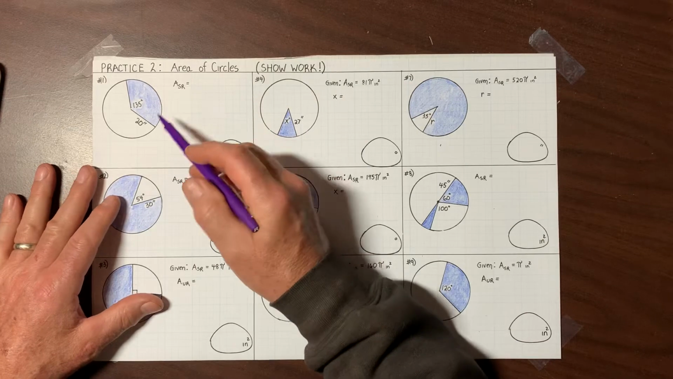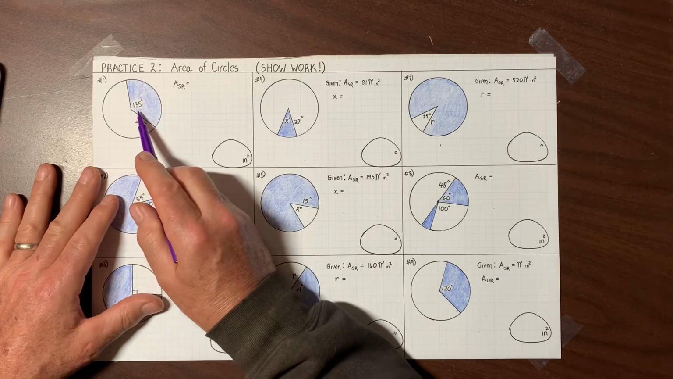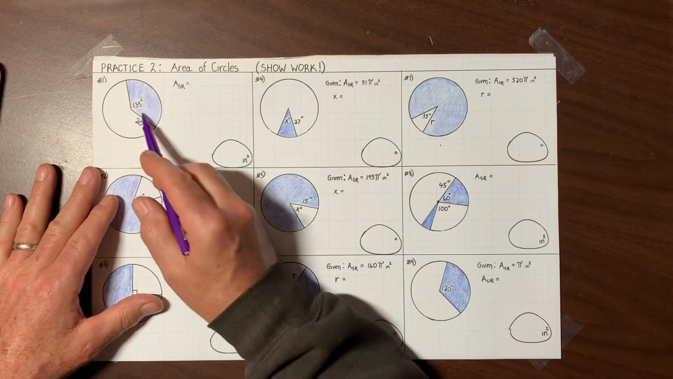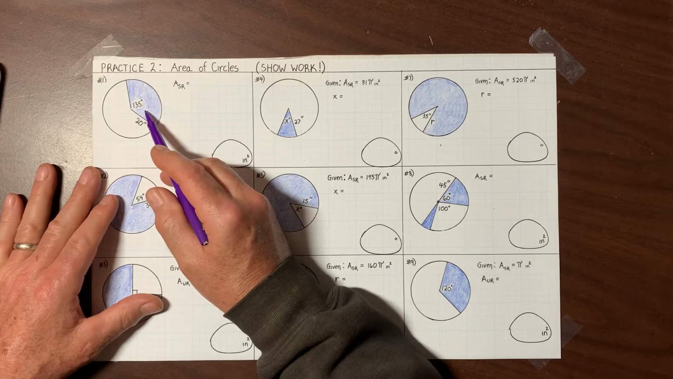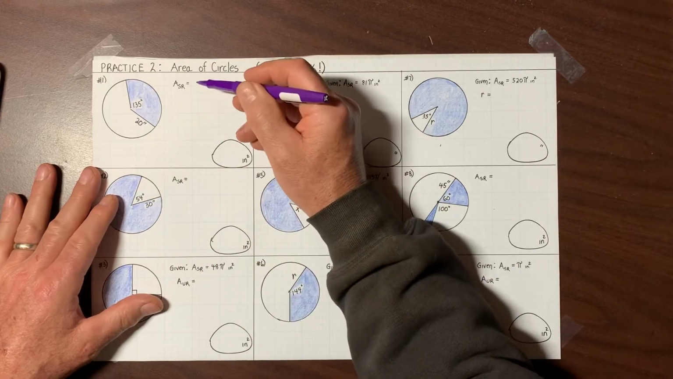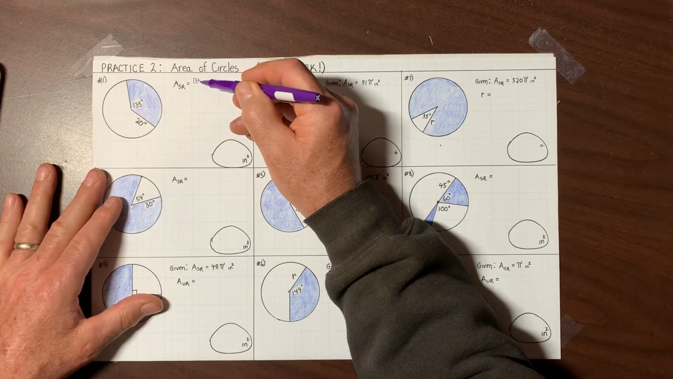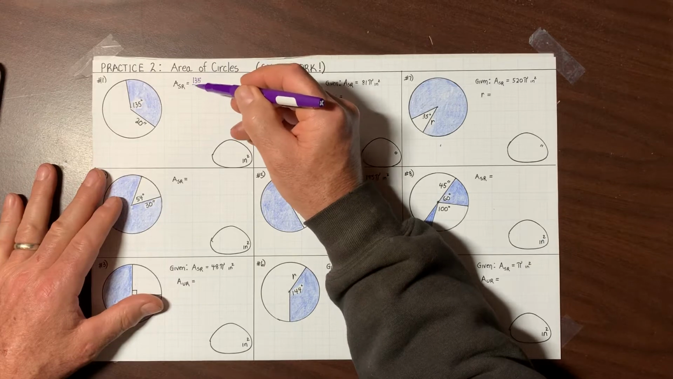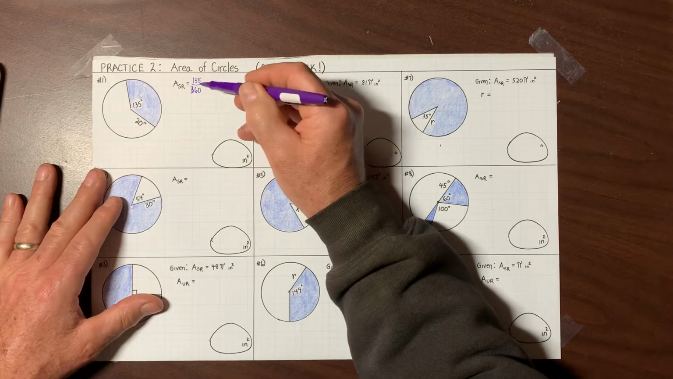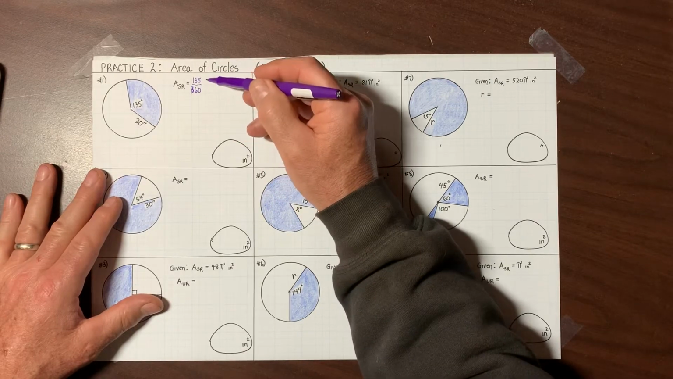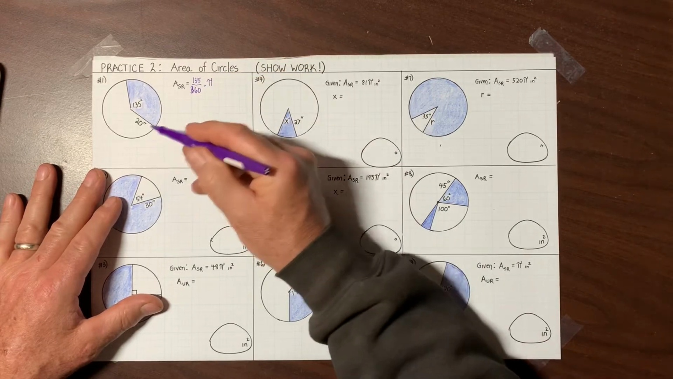We're asked to find the area of the shaded region. To describe the shaded region, I would say we have a 135-degree sector. This shape is called a sector, and it is going to be a certain fraction of the area of the circle. To create the fraction, you take the degree measure of that sector, which is 135, and divide by 360. Then you multiply that fraction by the area of the circle. The area of the circle would be pi times the radius, which is 20, squared.